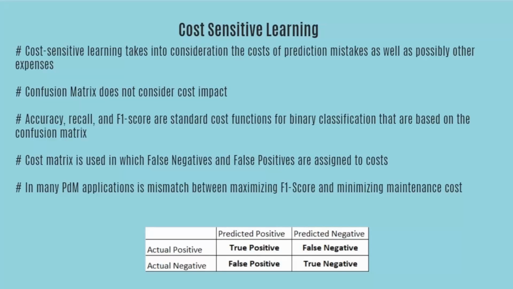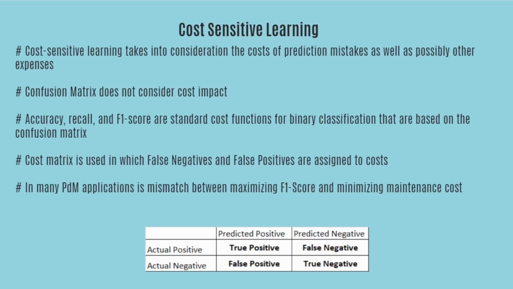Cost-sensitive learning. When it comes to predictive maintenance systems, training is the process of identifying the model parameters that best describe or explain the observed device behavior. A cost function, which compares actual and expected conditions for all devices to measure model performance, is commonly used to determine best fit. When training a machine learning model, cost-sensitive learning takes into consideration the costs of prediction mistakes as well as possibly other expenses.